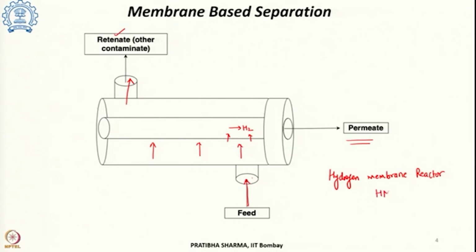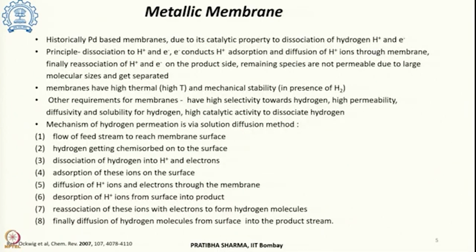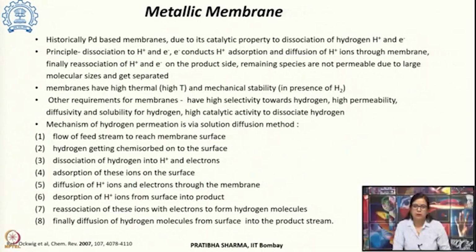So HMR we have seen earlier when we studied the reforming process. Now there can be several types of membrane. These can be metallic membrane. Historically the membrane materials which were metallic used to be dense metallic membranes made up of palladium. The palladium specifically was used because it has a good catalytic property towards dissociation of hydrogen. Now it dissociates hydrogen into proton and electron.